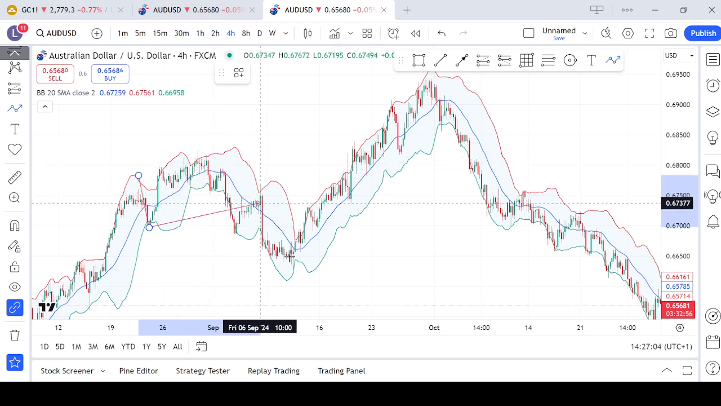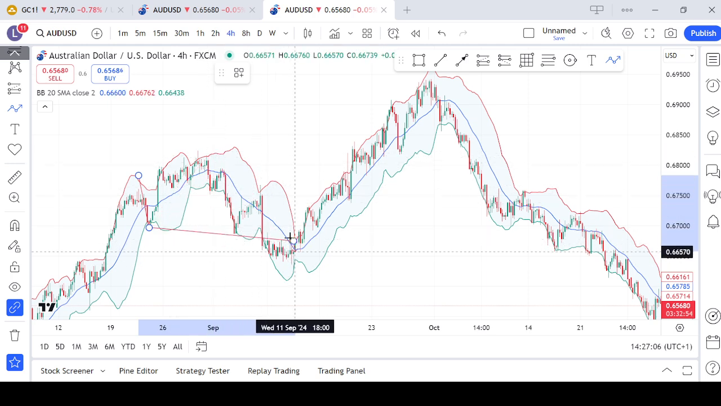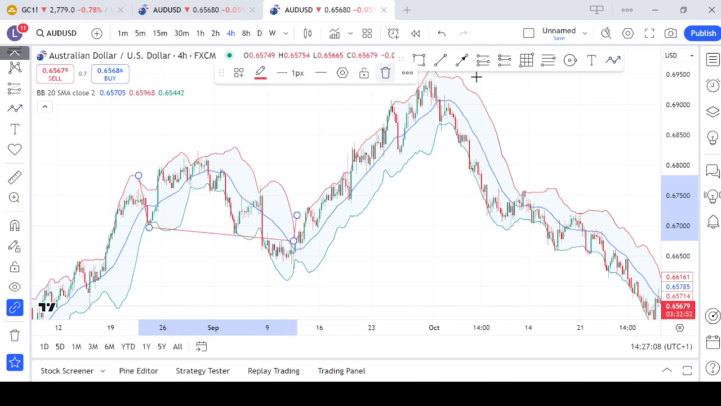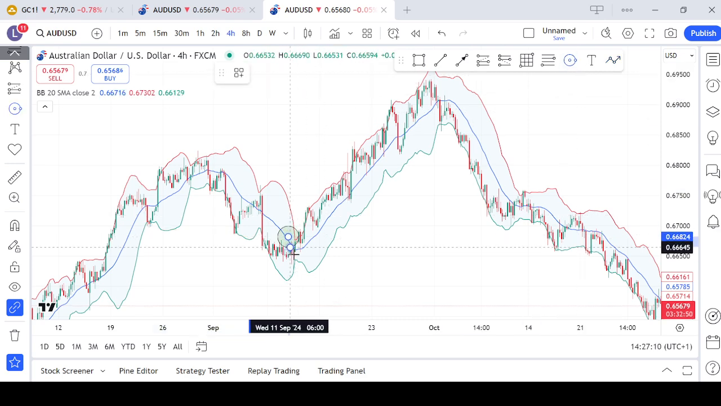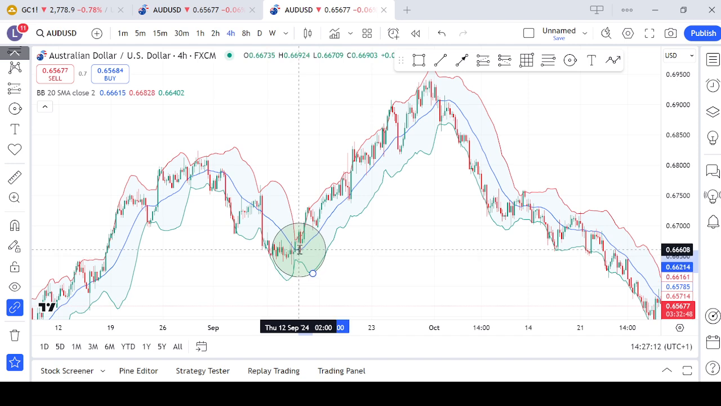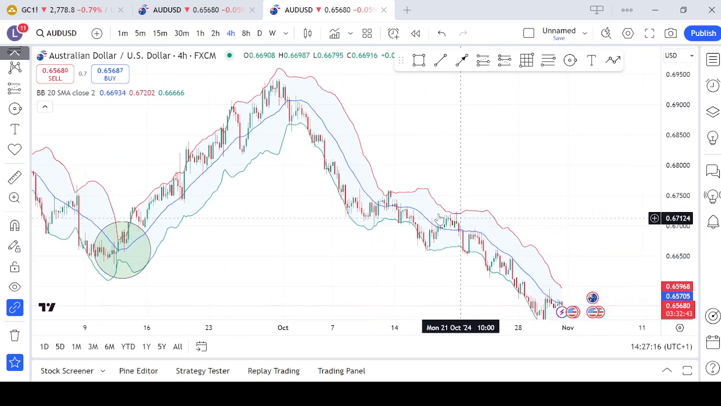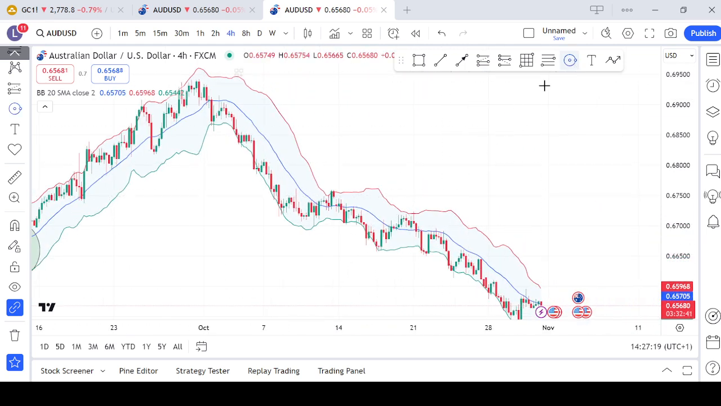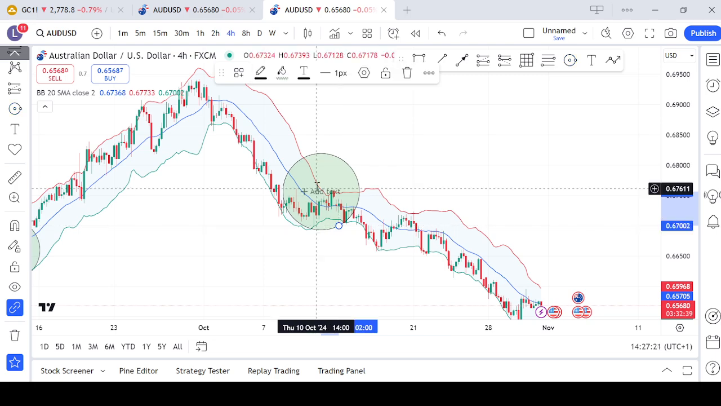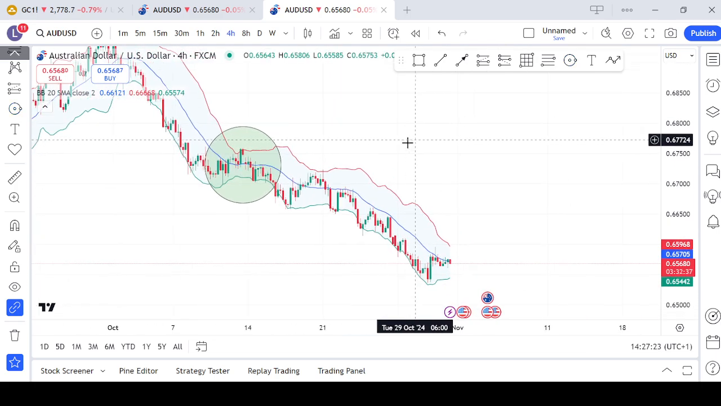See, there was another squeeze right here. You can see price reacting off of that. This was a squeeze. See price reacting off of that, giving us a bullish movement to the upside. See another squeeze right here. Wasn't too tight, but yeah, you understand.